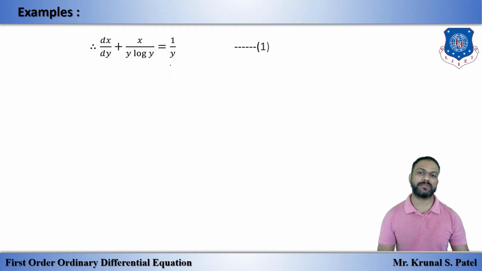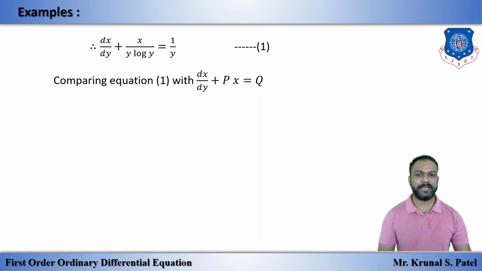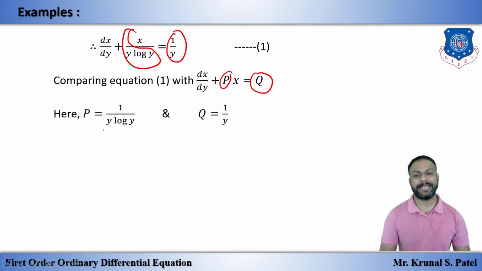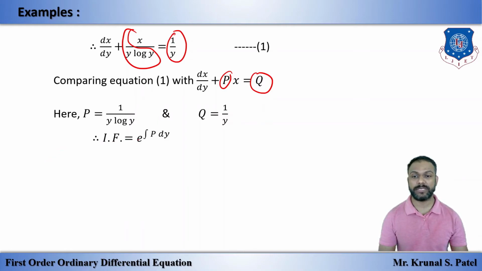So we'll compare this with our dx by dy plus Px is equal to Q. So we have P and Q. This is our Q, this is our P, and x is as it is. So after getting P and Q, we will find the IF. Now what is the IF for this method? We have IF is equal to e raised to integral P dy, because this is in terms of y. So we will put the value of P.